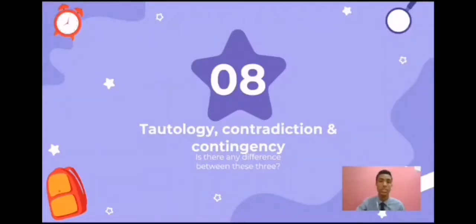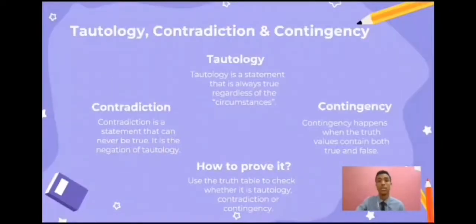Next, I will present about tautology, contradiction, and contingency. First is tautology. What is tautology? Tautology is a statement that is always true regardless of the circumstance. The second one is contradiction. What is a contradiction? A contradiction is a statement that can never be true, or we can say that it is the negation of a tautology. And the last one is contingency.